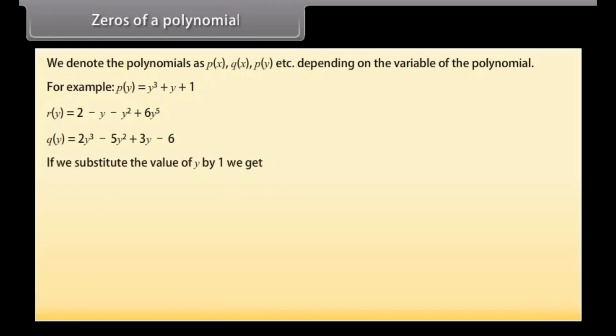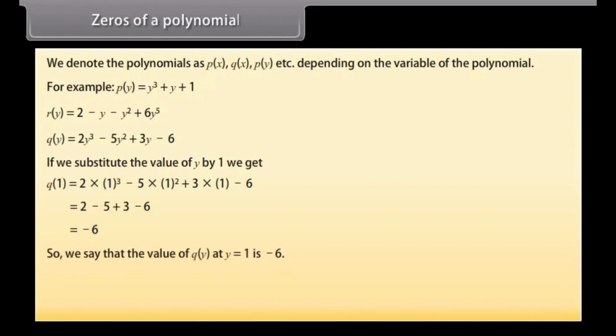If we substitute the value of y by 1, we get q(1) is equal to 2 into 1 cube minus 5 into 1 square plus 3 into 1 minus 6, which is equal to 2 minus 5 plus 3 minus 6, which is minus 6. So we say that the value of q(y) at y is equal to 1 is minus 6.